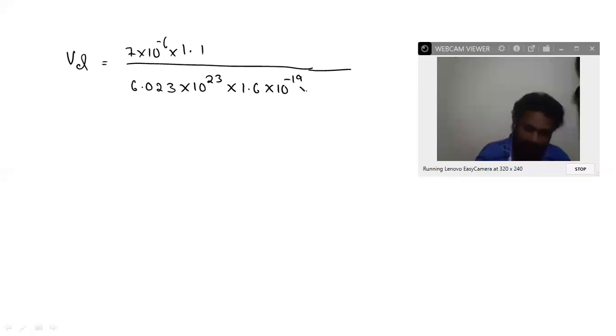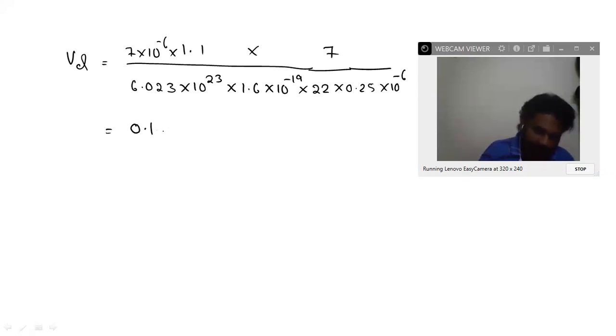Now A, area. So this is 22 into 0.25 into 10 raised to minus 6 divided by 7. So this is how the substitution will come. If we simplify this, we will be getting 0.1 millimeter per second. Option D will come.